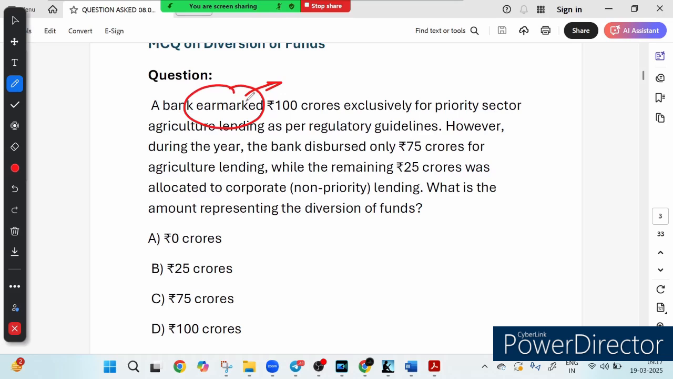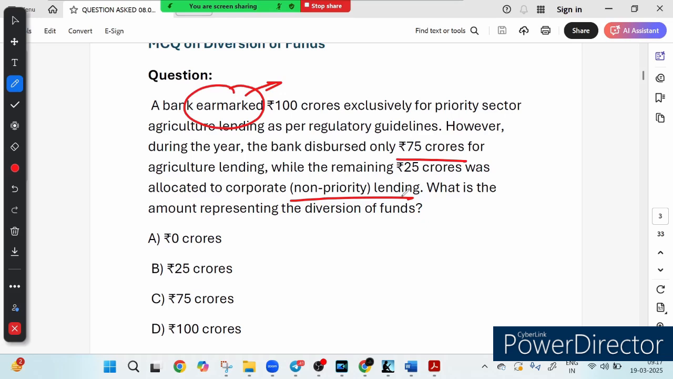Now, however, the bank only lent rupees 75 crore to agriculture, meaning rupees 25 crore is not used for the intended purpose. Instead, this 25 crore is diverted to non-priority lending, which is corporate lending, which is a non-priority sector. It's like you plan rupees 10,000 for grocery, but only spend 7,500 on food and the remaining 2,500 on online shopping.